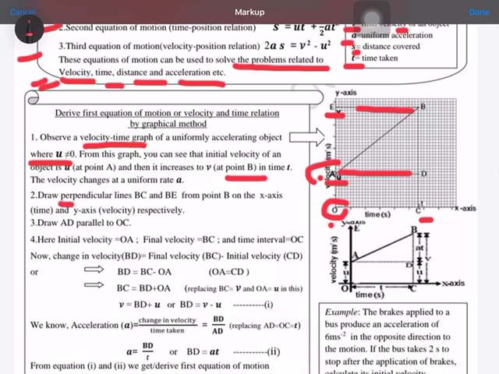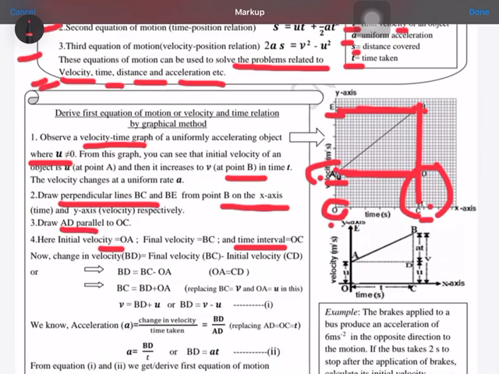So what we have to do, we have to draw a perpendicular line BC. We have drawn this perpendicular line BC and BE. We are drawing these two lines from point B on the x-axis and y-axis. Now draw AD parallel to OC. This means we have to draw a line parallel to the time axis. So here initial velocity will be OA, final velocity will be BC, and the time interval will be OC. This is the time interval.